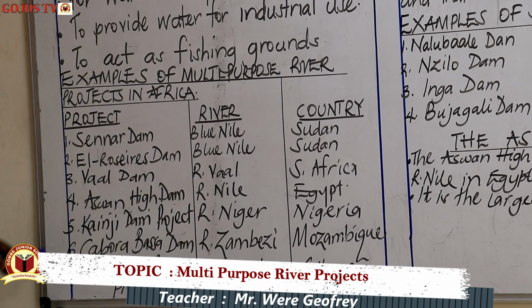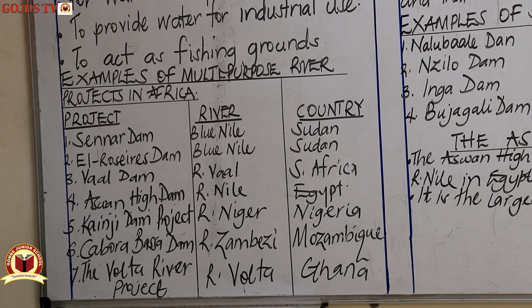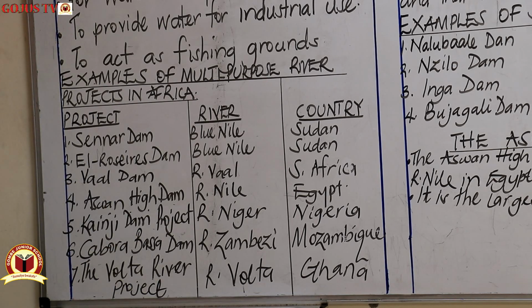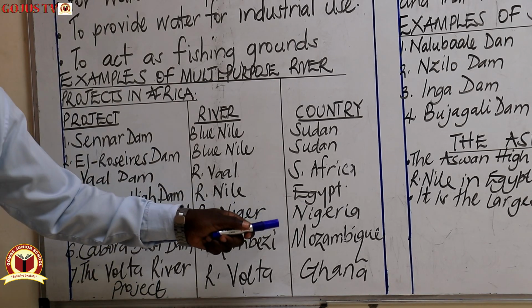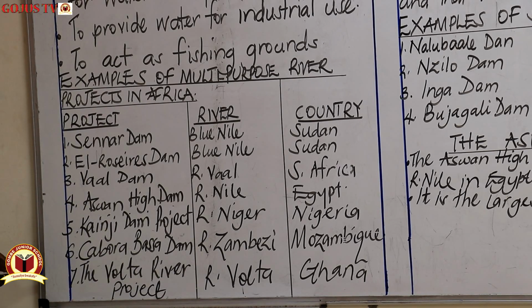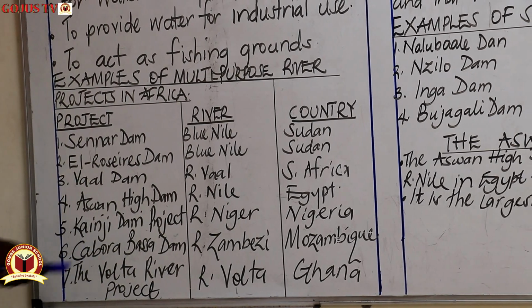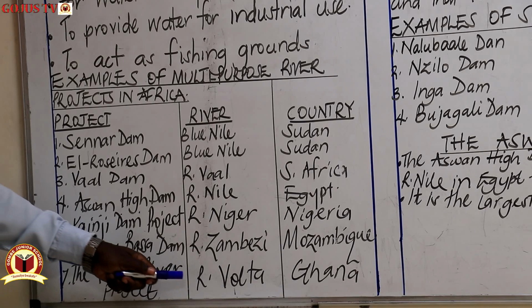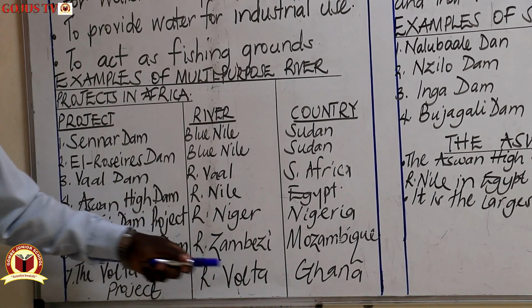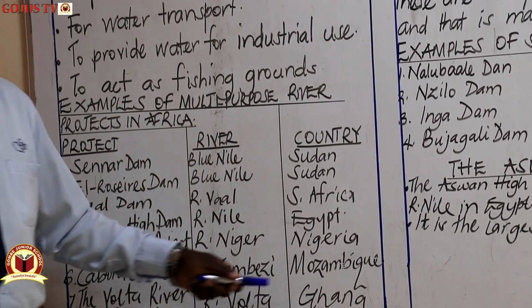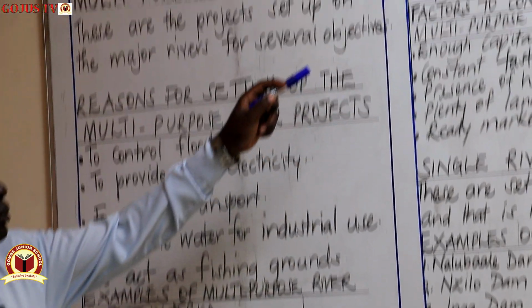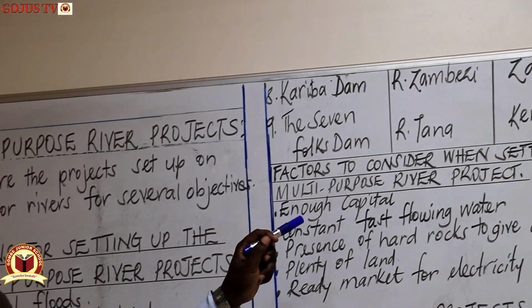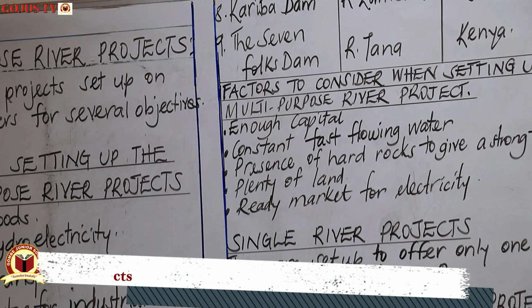We have the Cahora Bassa Dam. This one is located on River Zambezi in Mozambique. We have the Volta River project. This one is found on River Volta in Ghana. We have the Kariba Dam on River Zambezi in Zambia.